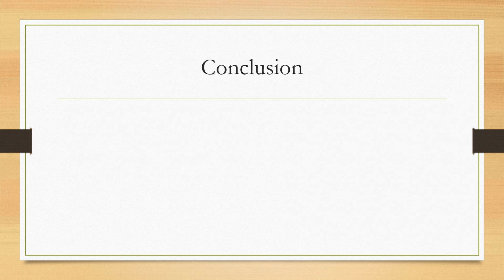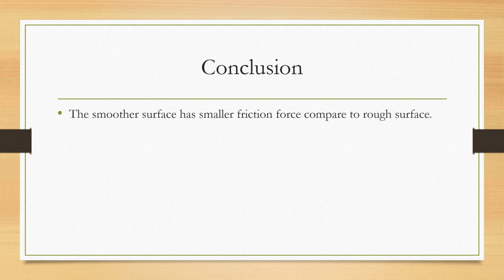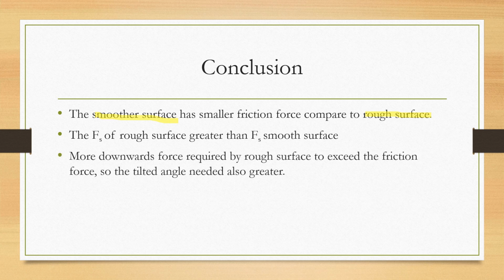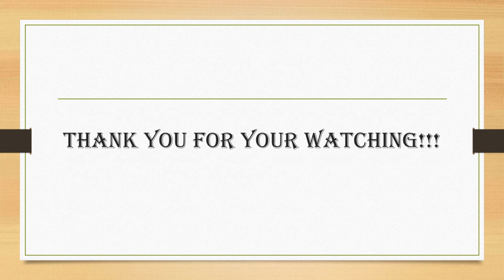The conclusion that we can make from the example just now is that the smoother surface has a smaller friction force compared to the rough surface. So the Fs of the rough surface is greater than the Fs of the smooth surface. More downward force is required by the rough surface to exceed the friction force, so the tilted angle needed is also greater. That's all from me.